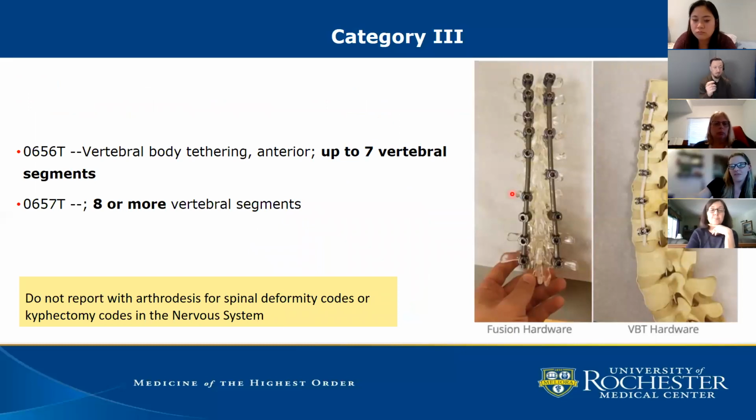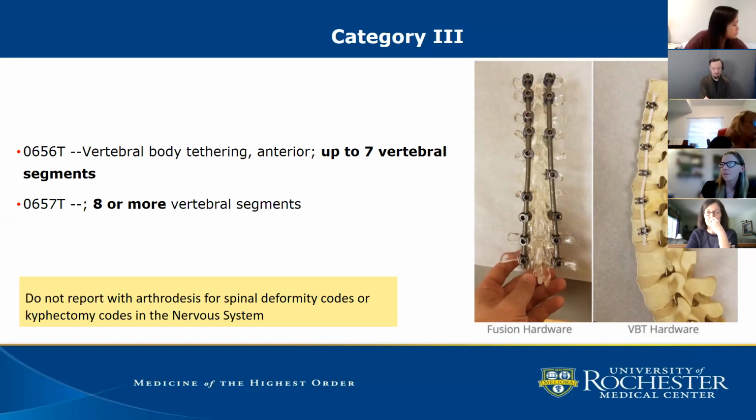Another new code. This is for vertebral body tethering. It's something that we would see more commonly in younger patients that have idiopathic scoliosis. So it's a treatment for that scoliosis. It's a fusion hardware. You can see on our diagram here what it would look like on a model, and then more of what it would look like when it was actually fused to the patient's spine.